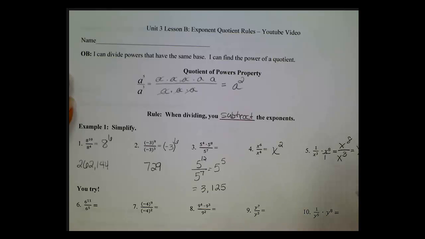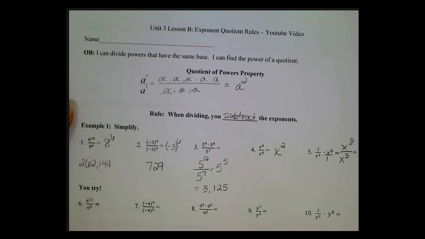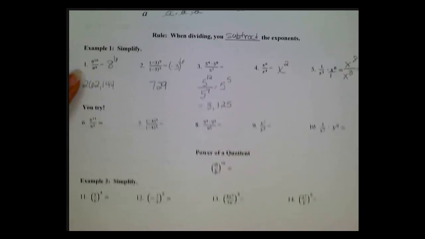And here we don't have any evaluating to do because our base is just a variable, so our answer is just x to the 5th. So next you see some "You Try" problems, so we're going to save those for you to do in class. And let's scroll up here to our next rule.